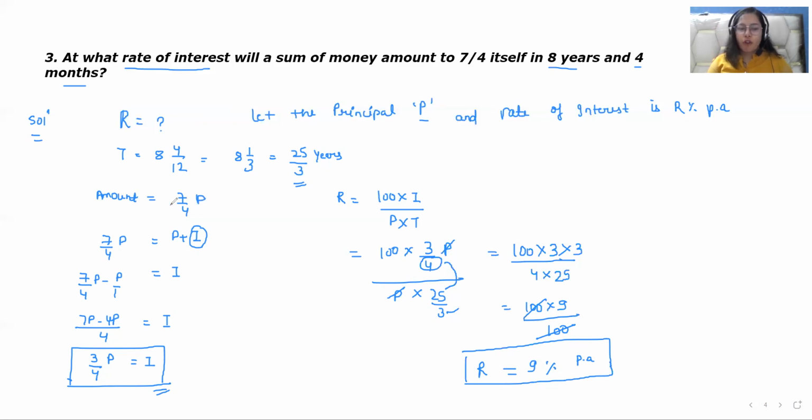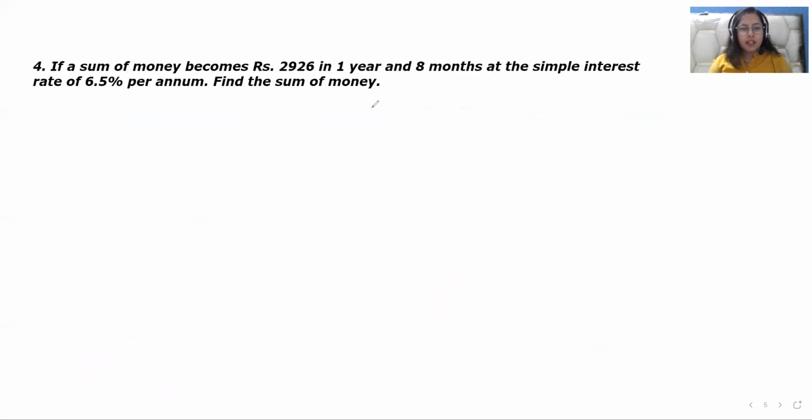And we know the formula of amount is principal plus interest. With the help of this formula, we'll find the value of interest and put it in our rate formula. And then we eliminate the terms and find our rate value. I hope it's clear. So now let's move forward to the next question. Read the question.